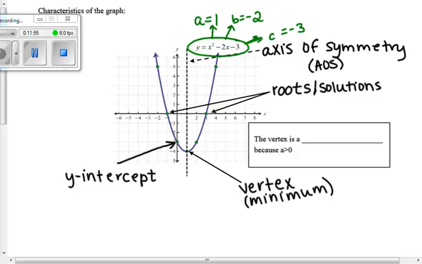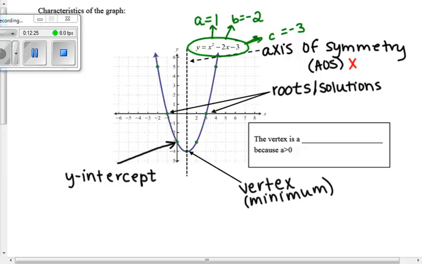I want to go through really quick and identify for this graph specifically where these things are. So going back up to the axis of symmetry. The axis of symmetry is a line, which means when I write the equation for a line, it's either going to be x equals or y equals. In our case, this is a vertical line. Vertical lines will always have the equation x equals blank. And that blank represents where on the x-axis that line is going.